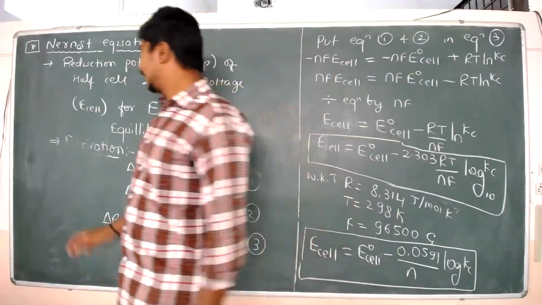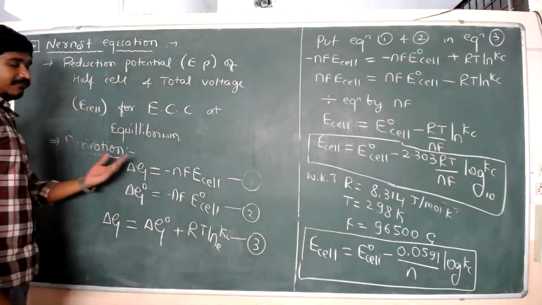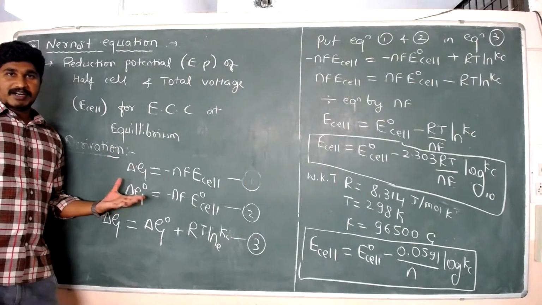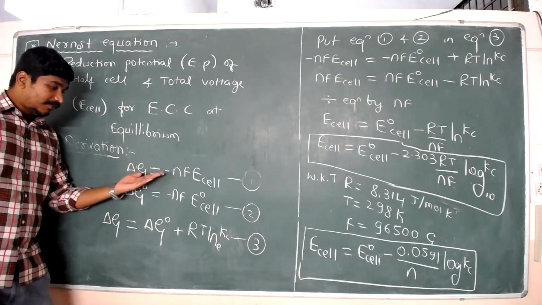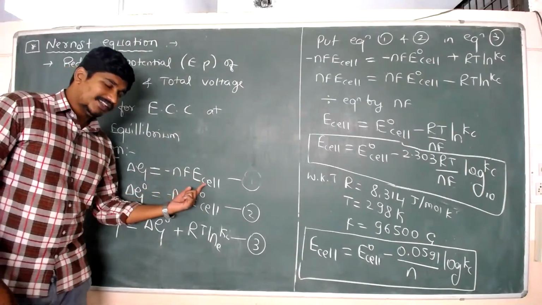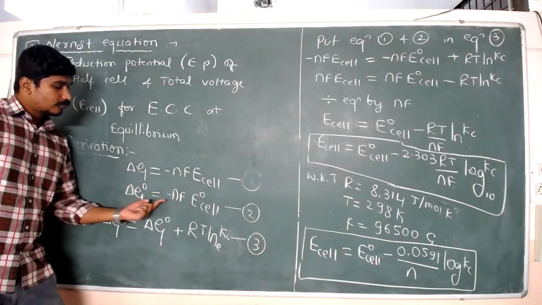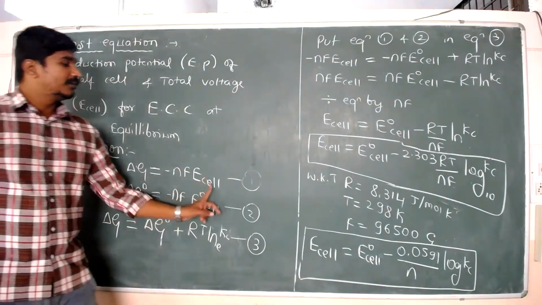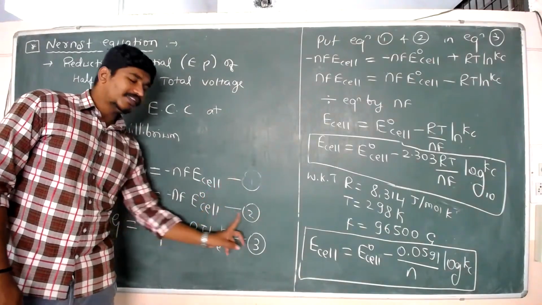Now we will see how to derive this equation. In the first year, we have studied chemical equilibrium as well as thermodynamics. In that, I am taking a few data. Here we know that delta G is equal to minus nF E cell and delta G naught is equal to minus nF E naught of cell. I am calling this equation 1 and this equation 2.